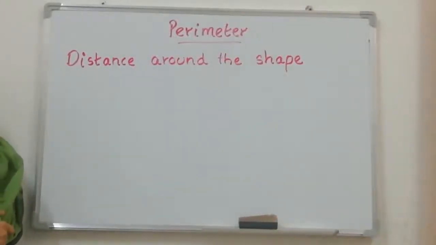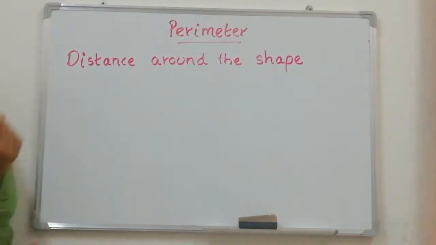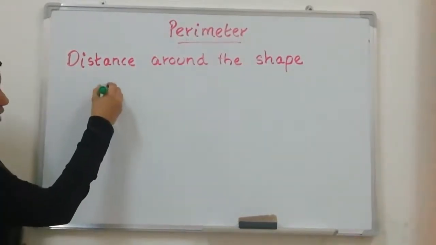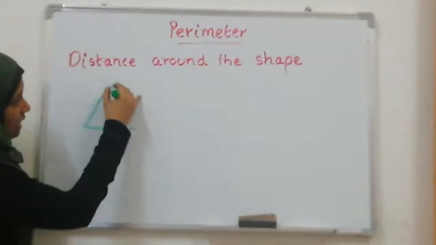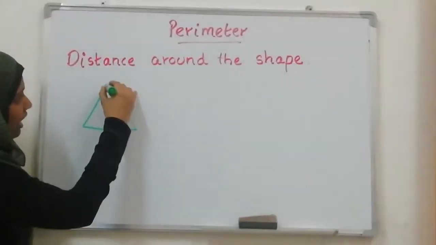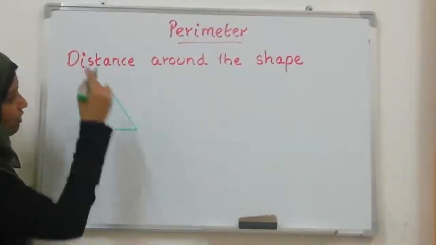Good morning all. Today we are going to discuss what a perimeter is and how we find a perimeter. A perimeter means the distance around a shape or a polygon. For example, if you have a polygon, a triangle, how do we find the perimeter of the triangle?